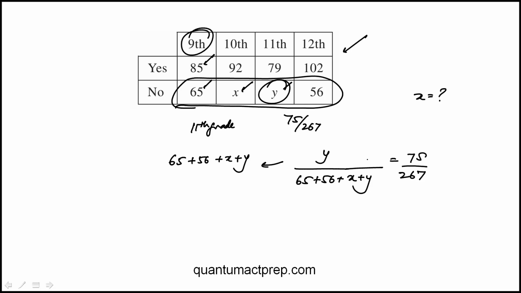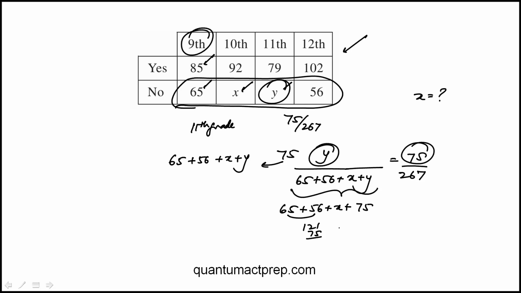So here, if we just use the values in the numerator, for example, if that's 75 and that's 267, we'll see what value it gives for X. So that's going to be 110, 121, 75, 196. X would have to come out to be 71. That's what I get.